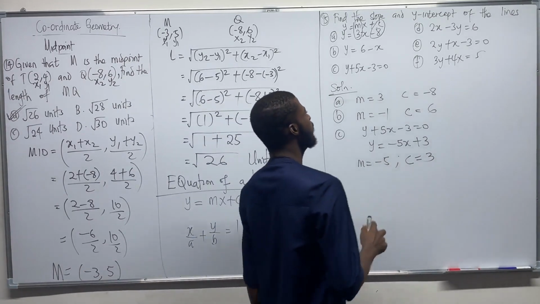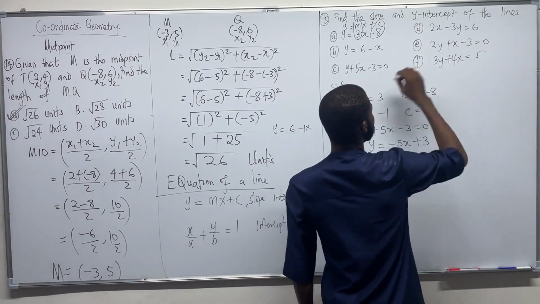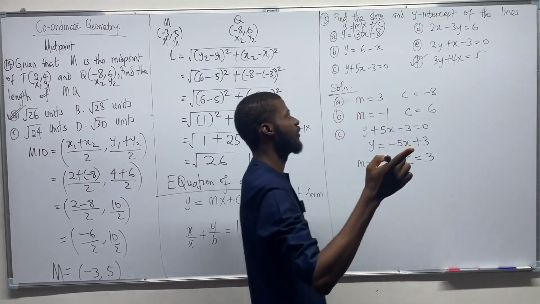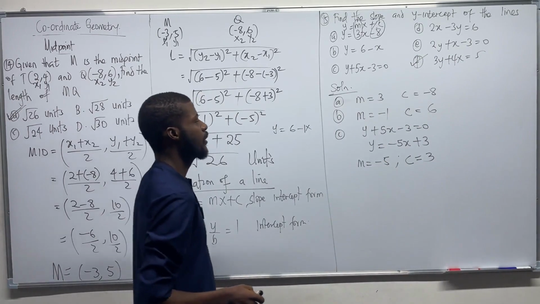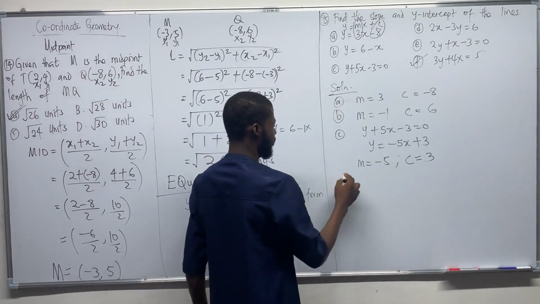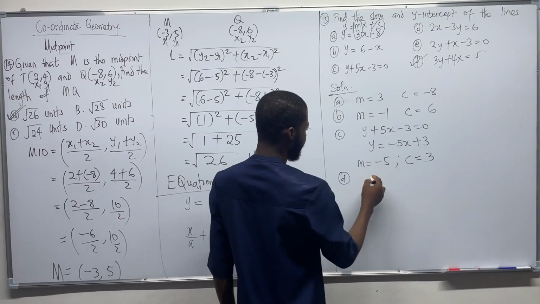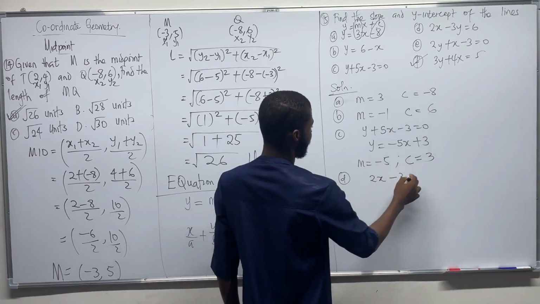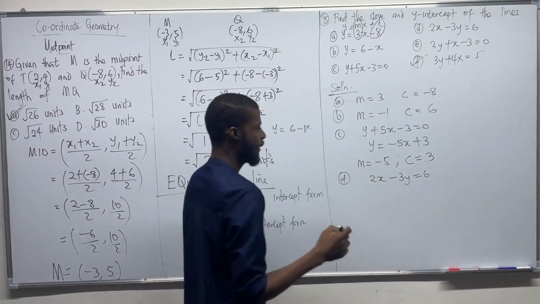I'm going to leave f for you. That I know for sure. I'm going to leave x for you. Okay, but let me do d. Let me just do d. So d says 2x minus 3y is equal to 6.